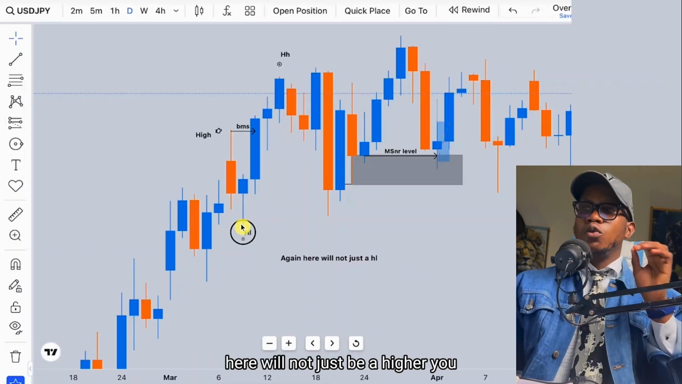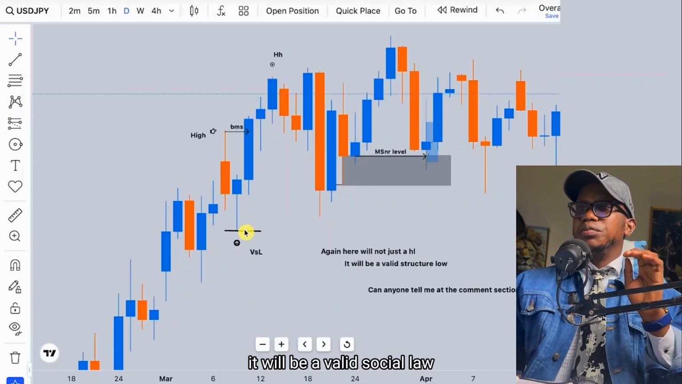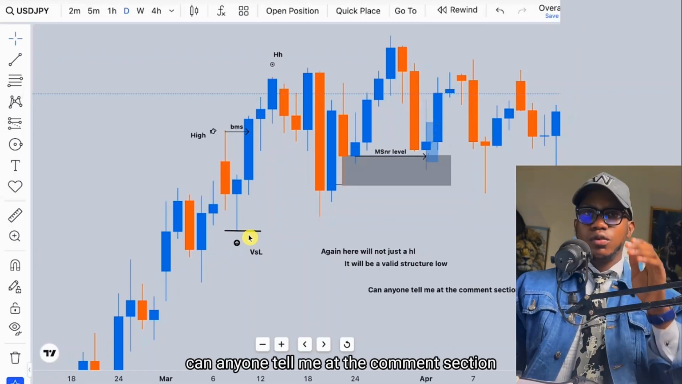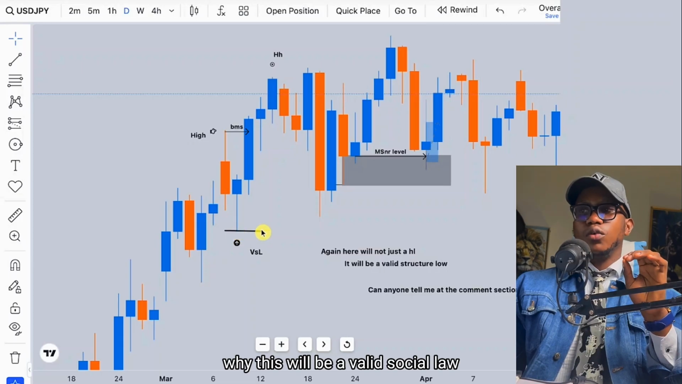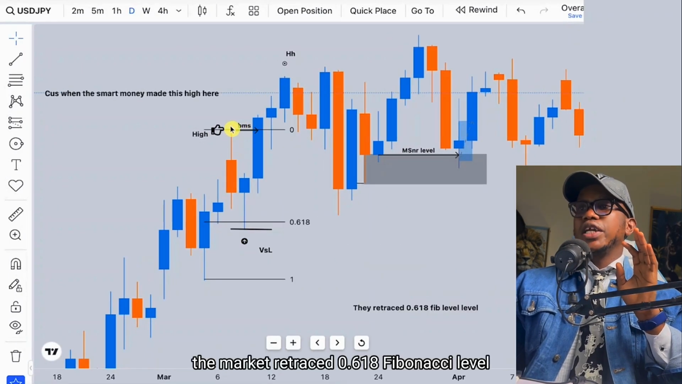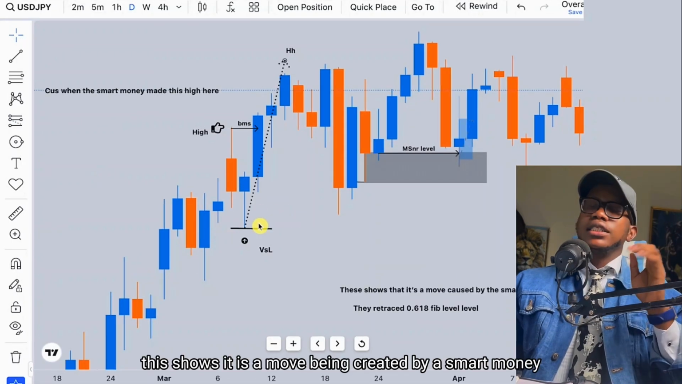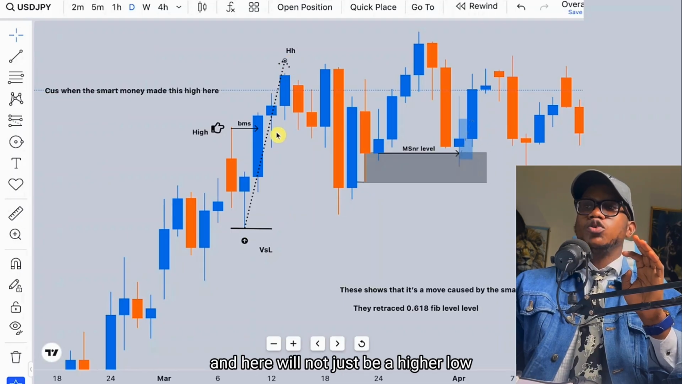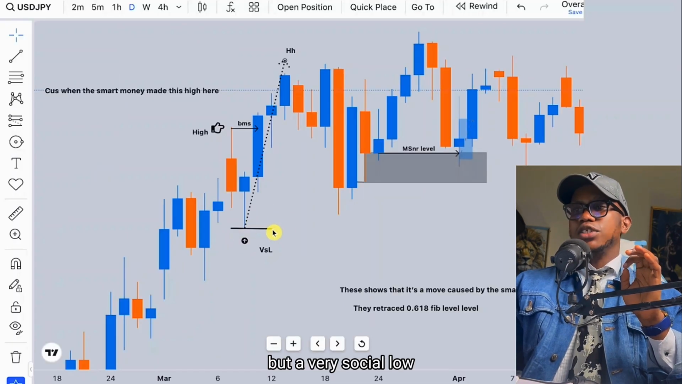Again, here will not just be a higher low, it will be a value structure low. Can anyone tell me in the comment section why this will be a value structure low? Because before smart money made this high right here, the market retraced to the 0.618 Fibonacci level. This shows it is a move being created by smart money, and here will not just be a higher low but a value structure low.